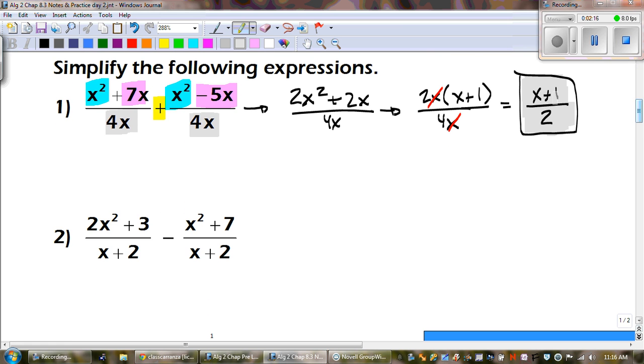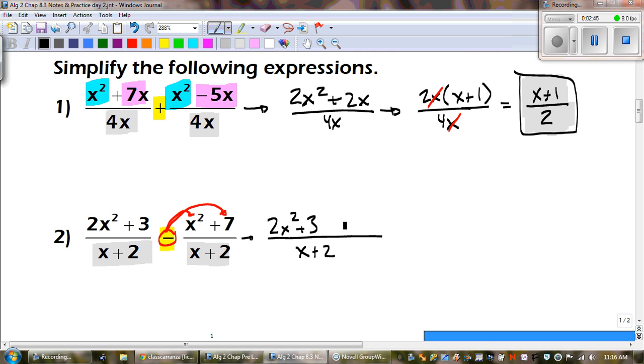Let's look at number 2. So right away, I'm noticing common denominator, but now we have subtraction. So I have to distribute that to both of those, okay? So if you want to rewrite it, this is what it would look like. X plus 2 goes on the bottom. Our first numerator stays the same, but that turns into subtracting an x squared and a -7.